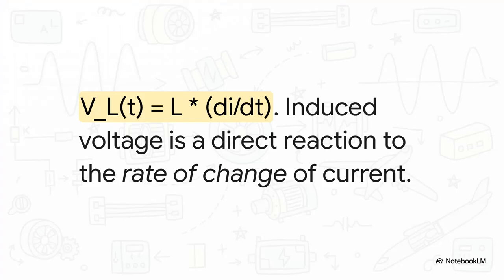For inductors, counter-electromotive force, or CEMF, is a direct consequence of Faraday's and Lenz's laws. The equation V_L(t) equals L times di/dt is precise. The instantaneous induced voltage is the first derivative of current with respect to time. This is not mere opposition, it is a reaction directly proportional to the rate of change of the current.